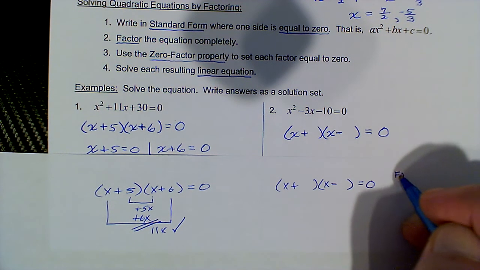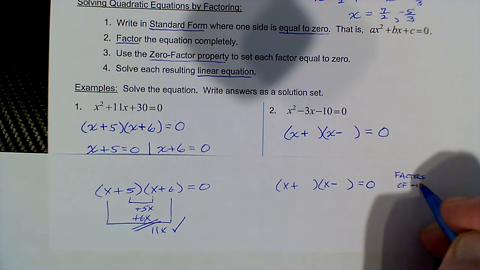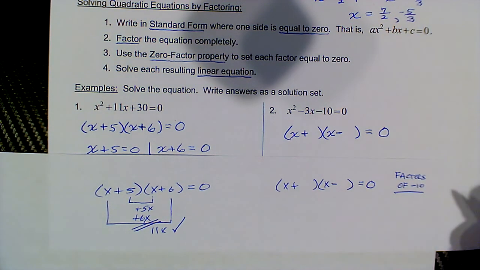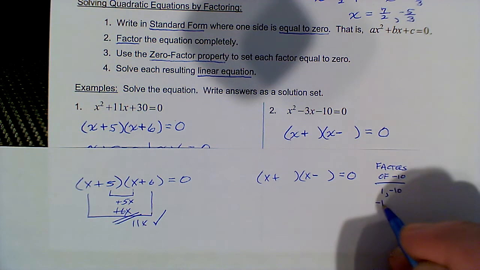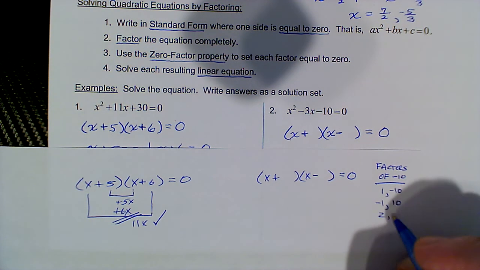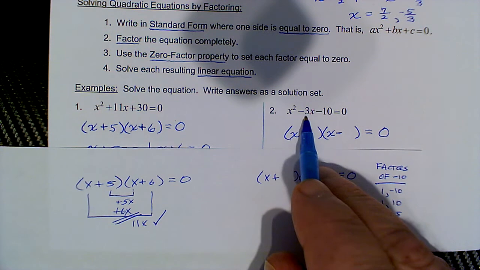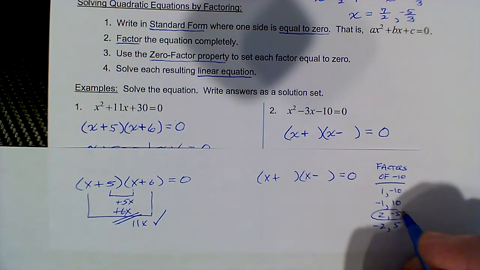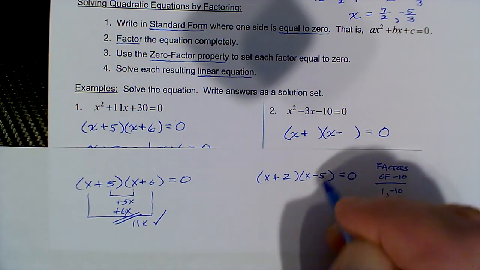If you wanted to, as we've done in the past, you could list factors of the constant term. So factors of negative 10 in this case are 1 and negative 10, negative 1 and 10, 2 and negative 5, negative 2 and 5. Looks like that's it. And the pair that adds to give us negative 3 is the 2 and the negative 5. So with the positive we put the 2, with the negative we put the 5.